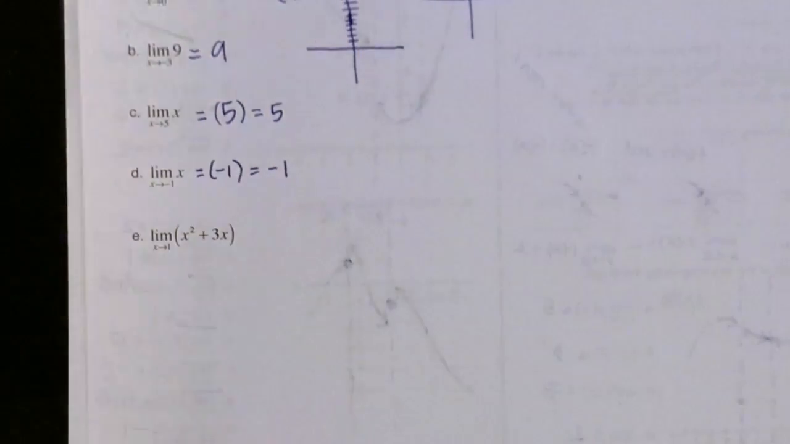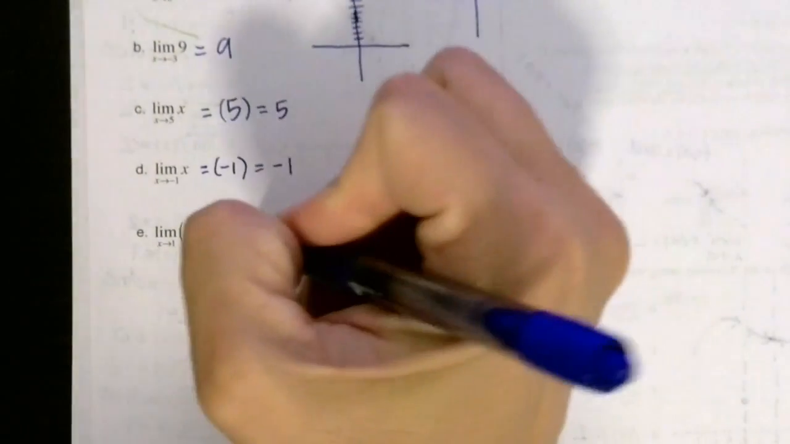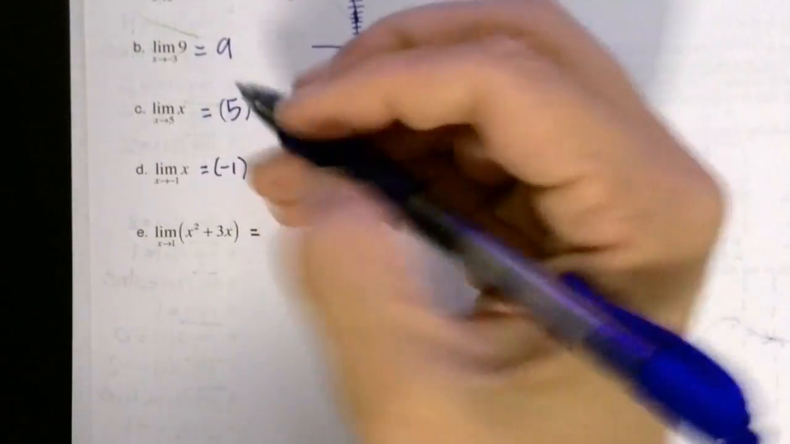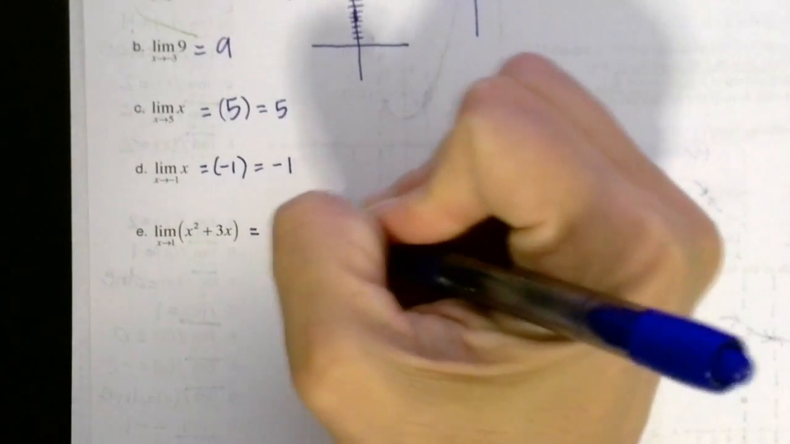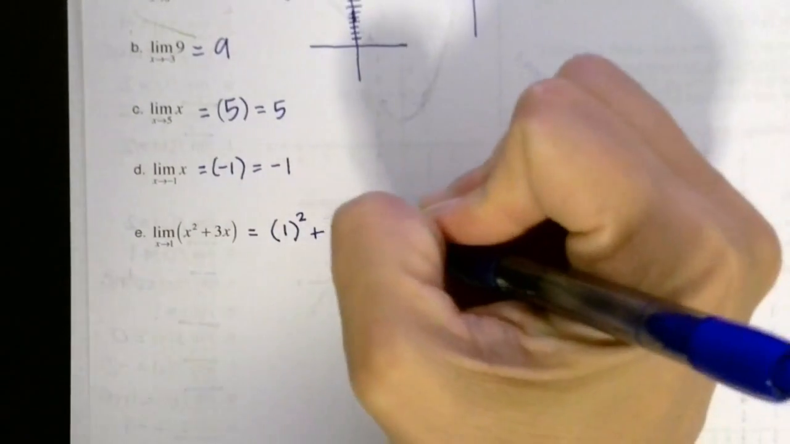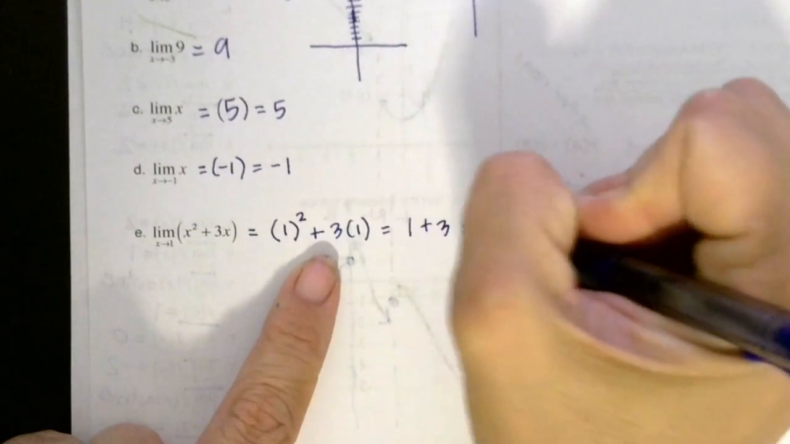Polynomials are the addition or subtraction of monomials, and monomials are the product of variables with positive exponents and coefficients. That was a lot. I'm not expecting you to memorize it, but there are nice clean problems that we can factor or long divide. You've been working with them ever since you started algebra. So for this one, I want to know the limit as x approaches 1. I'll do 1 squared plus 3 times 1, which is equal to 1 plus 3, which equals 4.